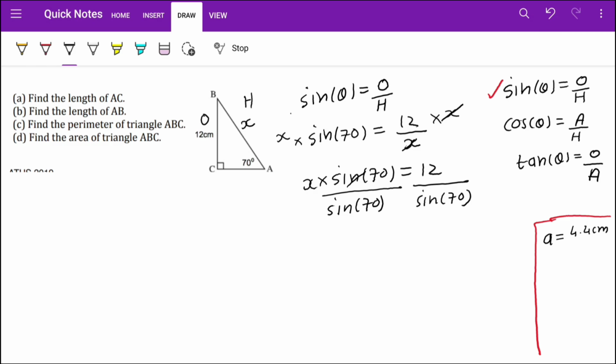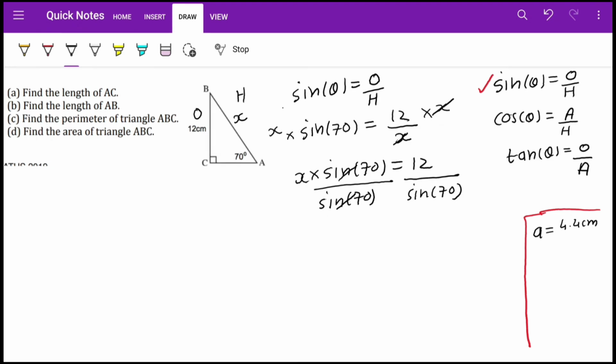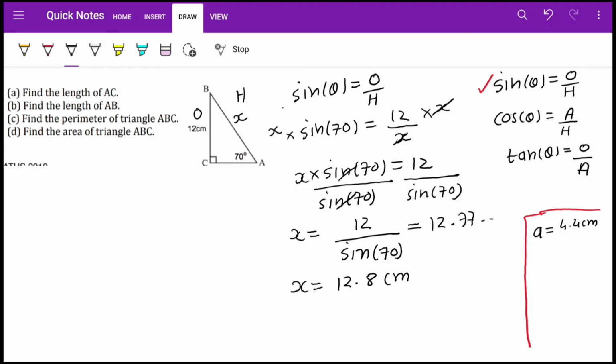So this cancels out. So we get x equals 12 over sine 70. And if you plug this in your calculator, you will get 12.77. So we'll round it to one decimal place. So we get x equals 12.8 centimeters. And we will save this number in our calculator as AB, because we'll need it later on.